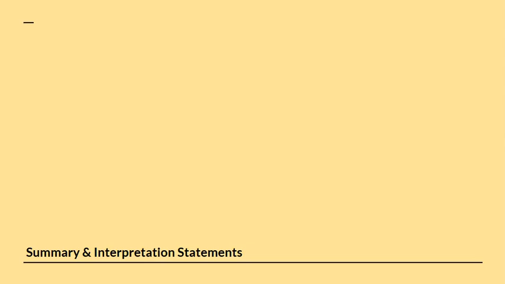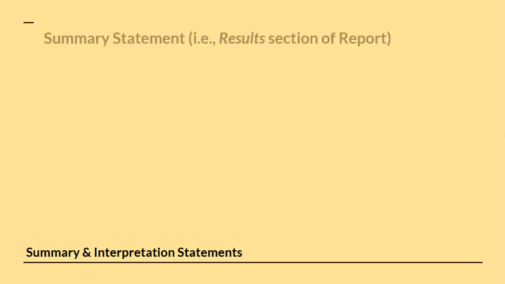After completing the independent t-test, it is time for summary and interpretation statements. The summary statement for an independent t-test will consist of 2 sentences. For the report, the entire results section consists only of the summary statement.